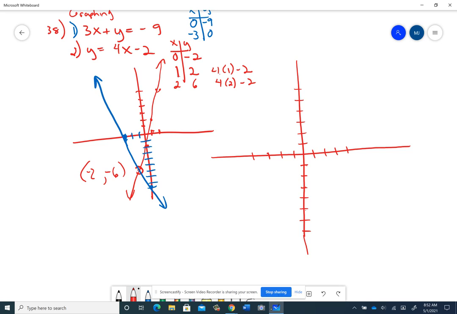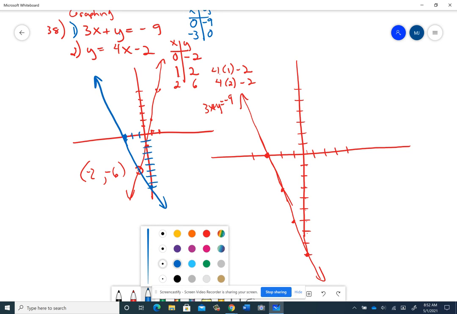1, 2, 3, 4, 5, 6, 7, 8, 9. So we'd be down here at 0, -9, over here at -3, 0. Let me put another one in the middle. -2 would be at -3. Okay, -1 would be at -6. 4, 5, 6. Okay. So that's 3x plus y equals negative 9 right there.